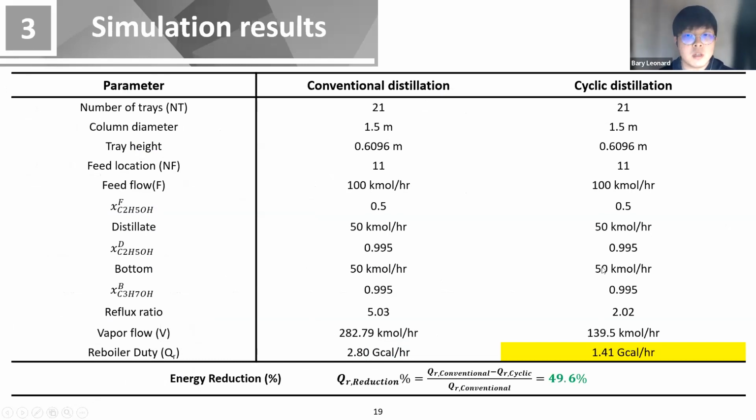And this is our simulation results. So comparing the conventional distillation and cyclic distillation, we can save a lot of energy, and we can actually save almost 50% of energy just by changing from conventional distillation to cyclic distillation with the same number of trays, the same column diameter, and the same feed location and flow rate.